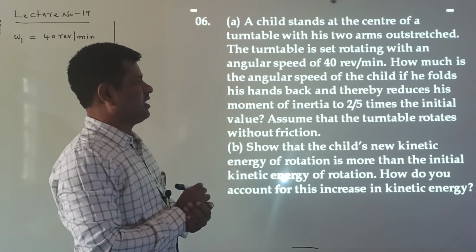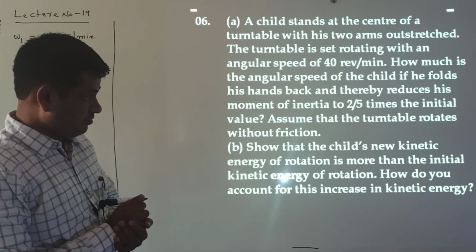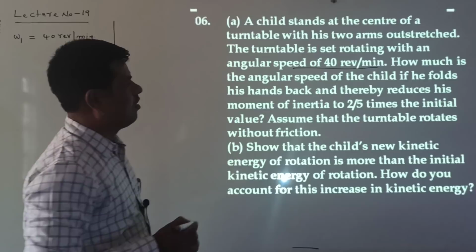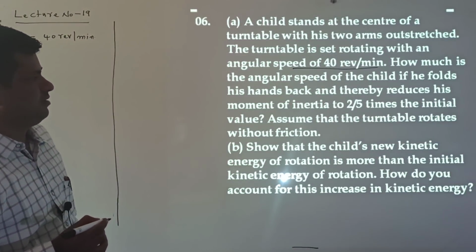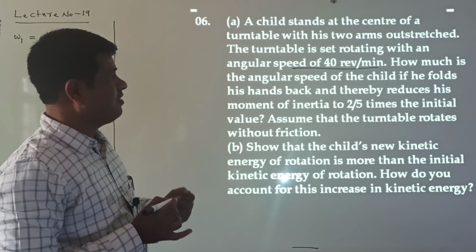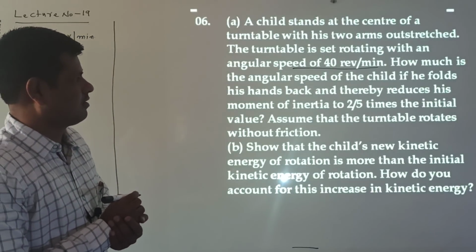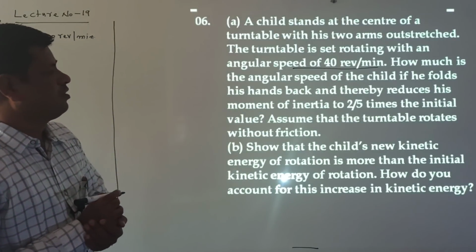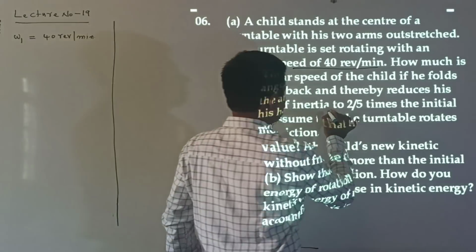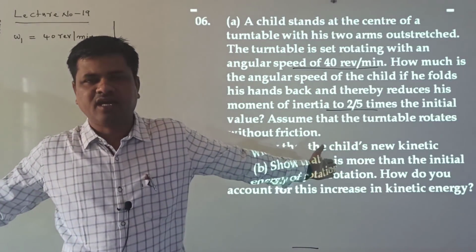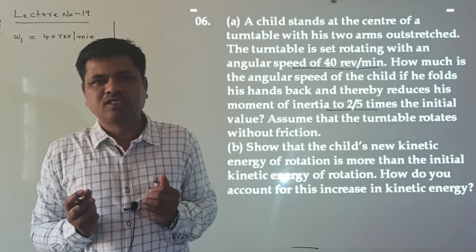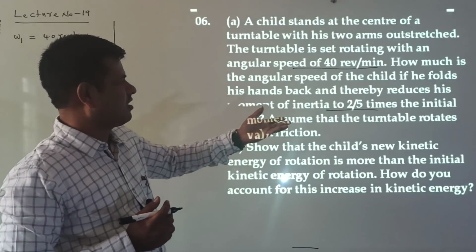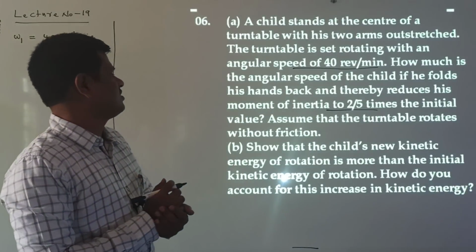How much is the angular speed of the child if he folds his hands back and thereby reduces his moment of inertia to 2/5 times the initial value? First of all, the child is stretching the hands and pulling them towards the body. When pulling towards the body, the moment of inertia decreases or reduces to 2/5 times the initial value.